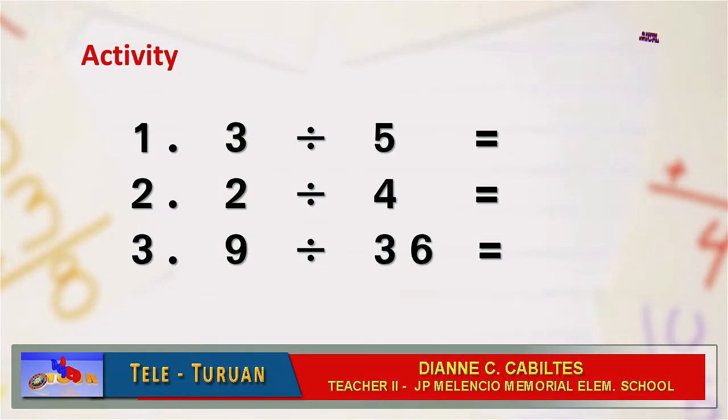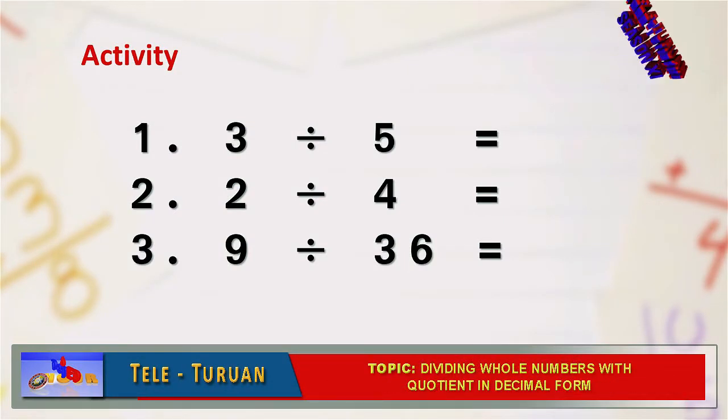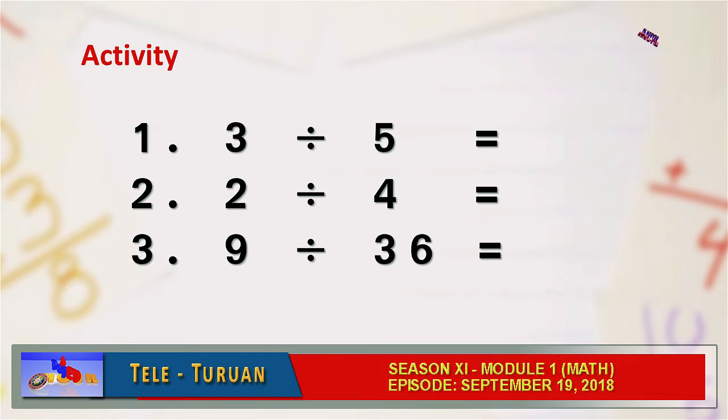Now, let's have a short activity. Number 1, 3 divided by 5. Number 2, 2 divided by 4. And number 3, 9 divided by 36.